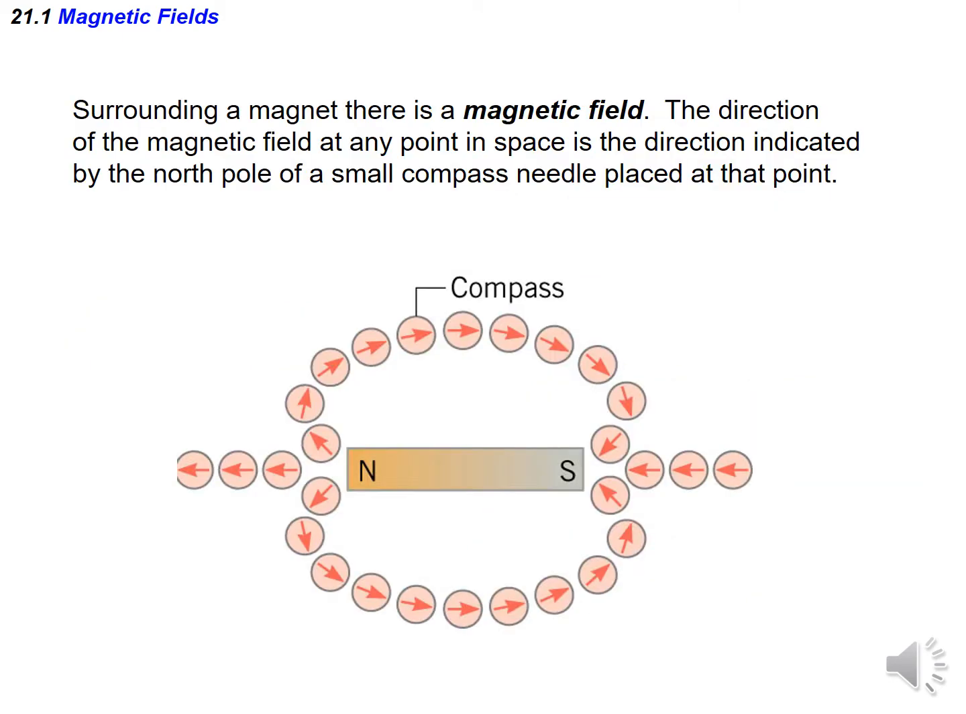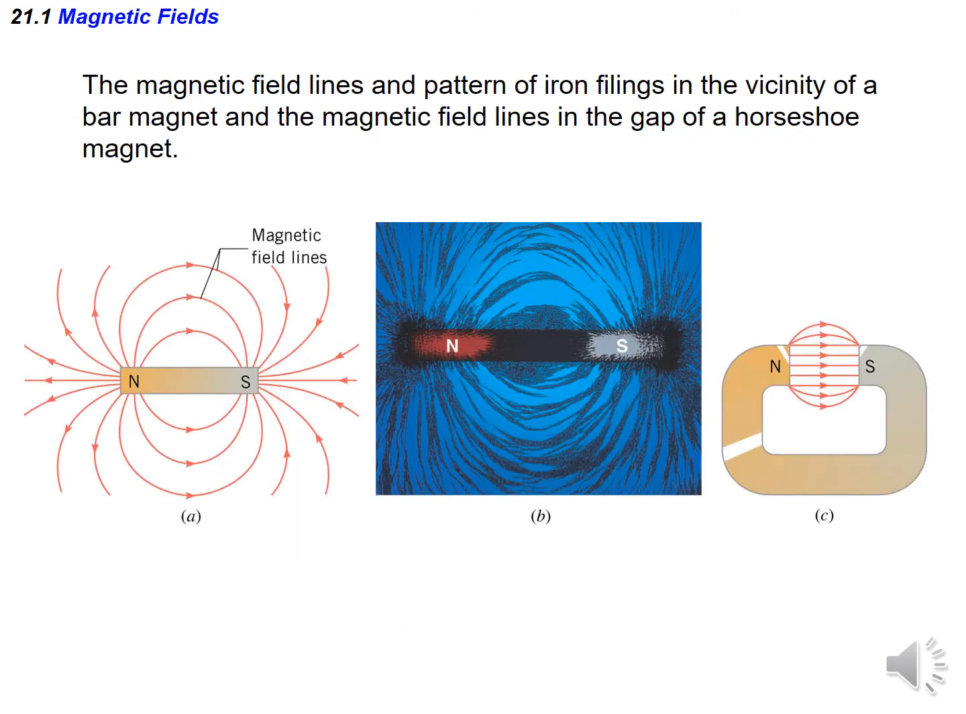Surrounding a magnet, there's a magnetic field. So that's a region of space in which there's an effect of the magnetic force. The magnetic field lines and patterns of iron filings in the vicinity of a bar magnet, and the magnetic field lines in the gap of a horseshoe magnet, can be illustrated in the diagram, in which, as you can see, the direction of the magnetic field is from the South Pole going to the North Pole.